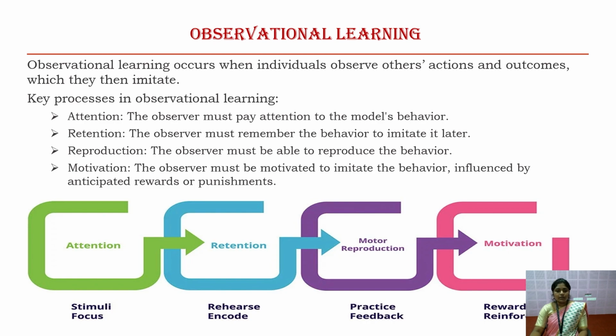The third one is to reproduce or imitate the behavior. It is called reproduction. To reproduce the observed behavior, they need some motivation. This is influenced by the rewards or punishment of the behavior.